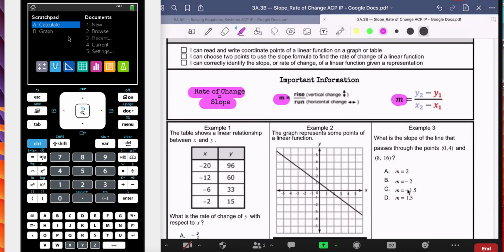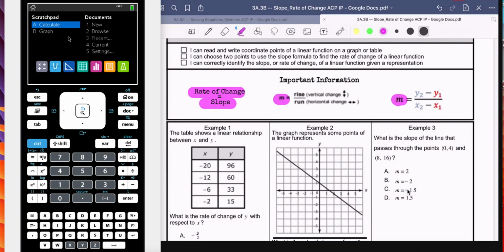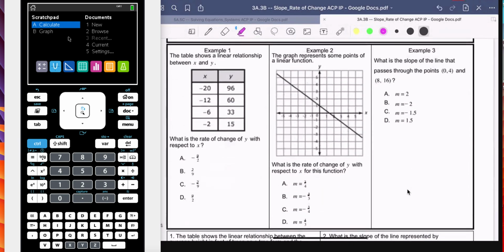What we're going to do now is I'm going to work out a couple of examples for you guys today. Our first step is always going to be to read the coordinate points of the linear function. So we're always looking for our x and our y. Then we're going to choose 2 points to help us find that rate of change, and then from there, be able to tell what is the slope, or, again, the rate of change. Let's go ahead and get started with example number 1.